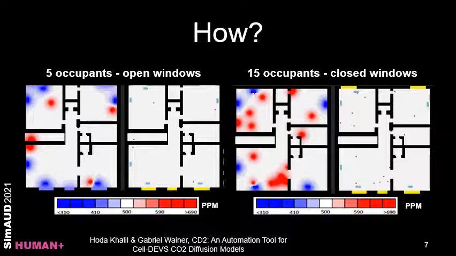On the left side, we use CD-Square to simulate an apartment with 5 occupants and open windows. And then we simulated the same space again on the right side with closed windows and 15 occupants. It's obvious from the simulation on the left side that different parameters such as open windows can offset this constant increase in CO2 due to breathing.